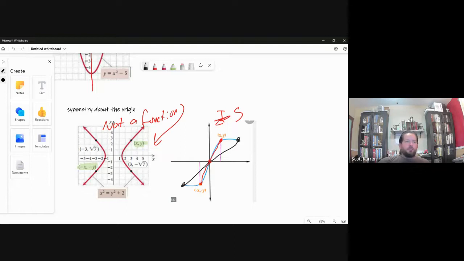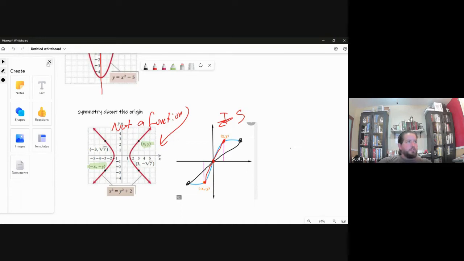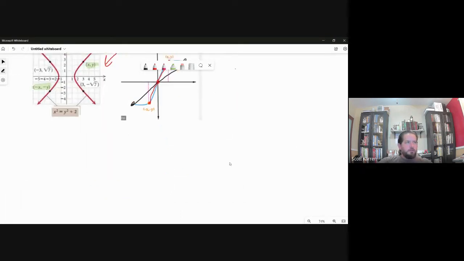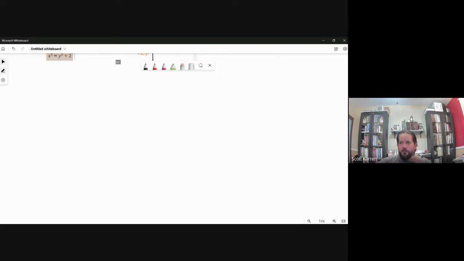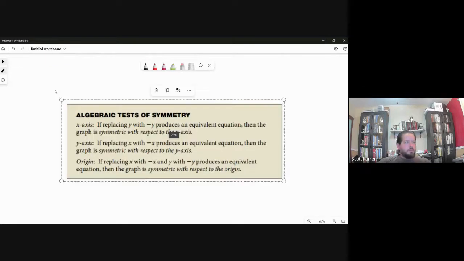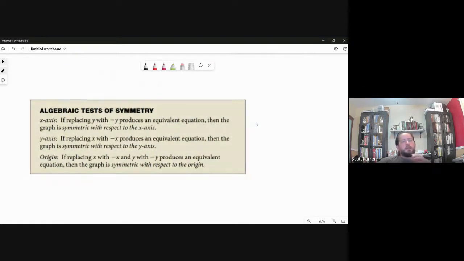Okay. So how do we test a function for symmetry? I'm just going to steal this so I don't have to write it all. This is straight out of the book. Right there. Essentially this is what I've written above. If you want to test for symmetry about the x-axis, if you replace y with negative y and you get the same equation out, then you have symmetry with respect to the x-axis. So before we move to the other ones, let's take a look at what that even means.